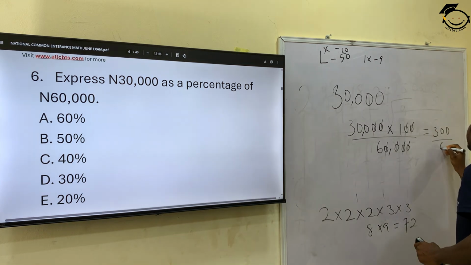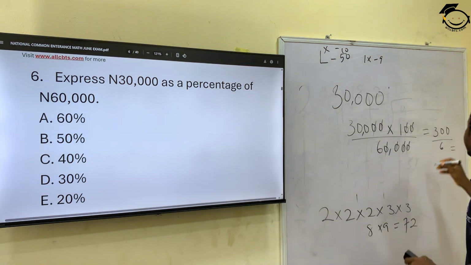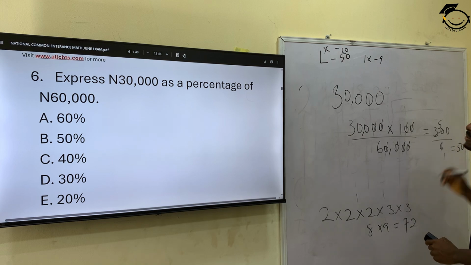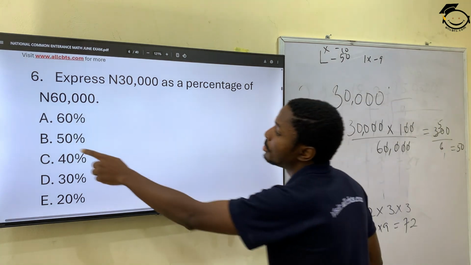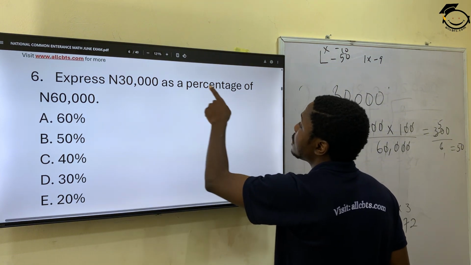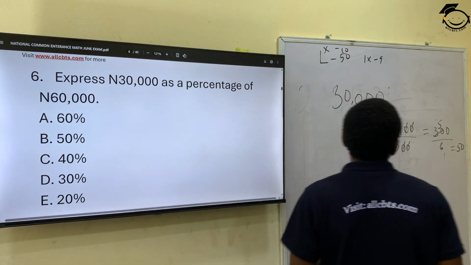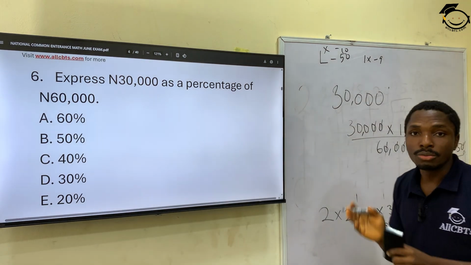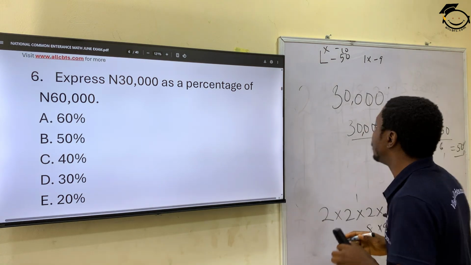So 300 over 6. And when you divide it, 6 in 30, you have 5, right? So you have 5, you have 1 here. So that will be what? 50. And your correct option will be what? 50. Now, because we have converted 30,000 to percentage, note that there must be percentage just after your work. You must always put the units behind your answer.